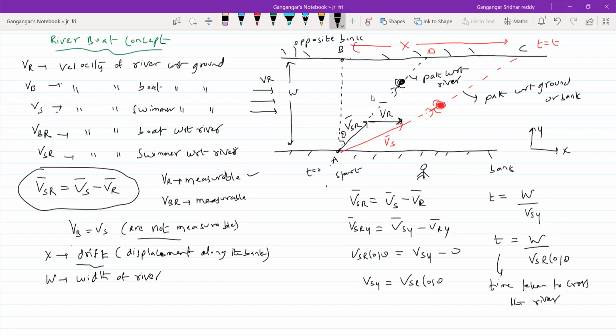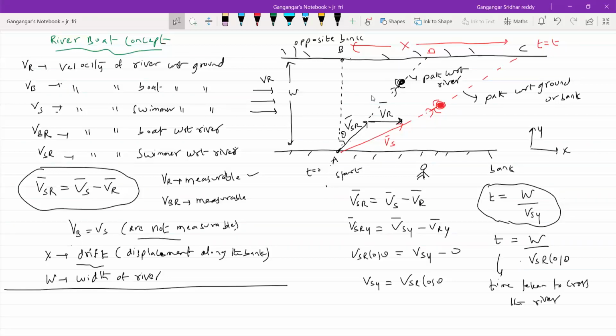Is it okay? I think this is the concept. Don't bother about the end formula. This is the concept: which component of the velocity of the swimmer will determine the time taken? The vertical component, VSY. I wrote it here. Let's come to the next part: how much horizontal displacement, or displacement along the bank? Let's apply the same formula along the x-axis.